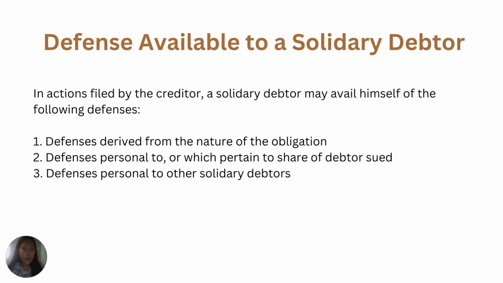In actions filed by the creditor, a solidary debtor may avail himself of the following defenses. Number one, defenses derived from the nature of the obligation. Second, defenses personal to him or which pertain to his own share of the debt. Third, defenses personal to the other solidary debtors.